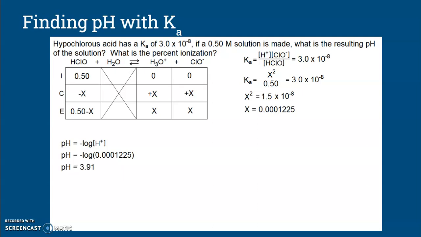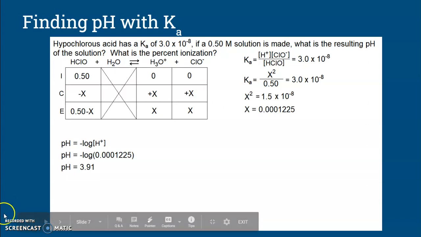And again, that's below 7, so it is acidic, so that makes sense based upon the amount of H plus that is here. Certainly that's H plus, not OH minus going in, that we would be acidic. And it is a weak acid, so 3.91 is down into the acid side of the pH scale, but not anything close to what we'd see with a strong acid like hydrochloric acid or sulfuric acid.